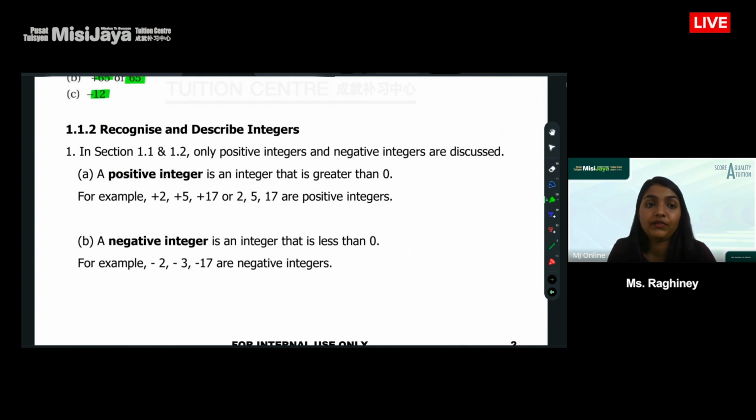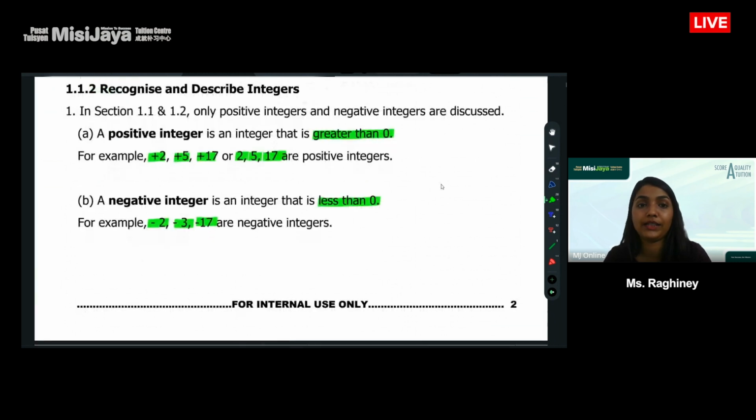A positive integer, okay, we're going to discuss integers, is an integer that is greater than 0. So these are all positive integers: 2, 5, and 17, all are positive. A negative integer is an integer that is less than 0, like negative 2, negative 3, and negative 17. Okay, now let's identify them.